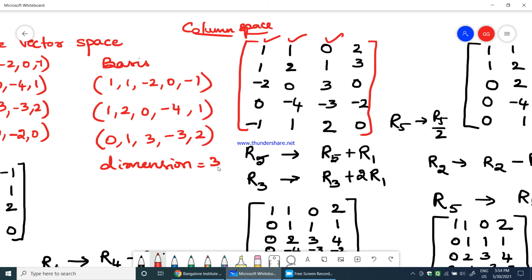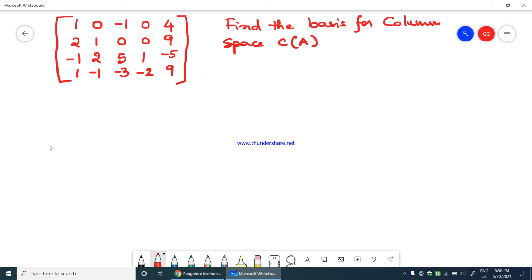I think this problem is clear to you: for any given vector space, how to find out the basis and how to find out the dimension. Let us look into the next problem. How to solve this particular problem? Now what we need to do is find the basis, and we'll also find the dimension. So we need to find out the basis and the dimension for the column space C of A.